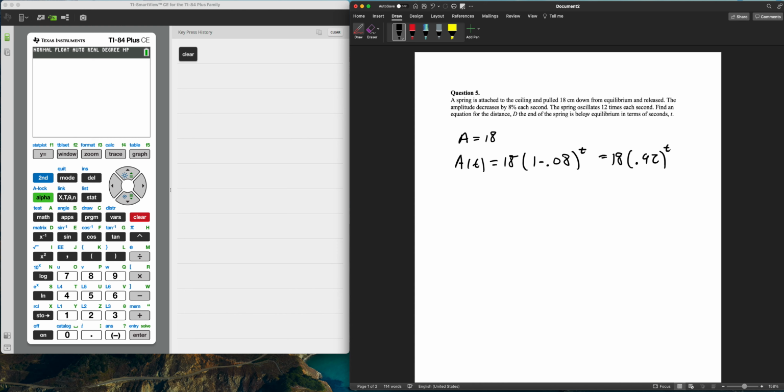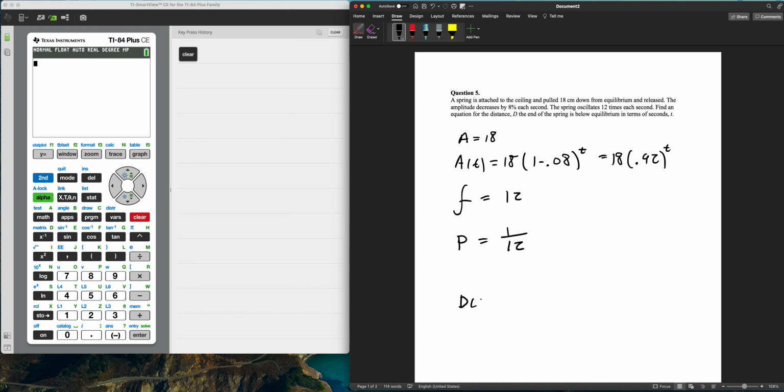Okay. Now we know it's going to oscillate 12 times each second. So there they give us the frequency. Usually the frequency is written f. F is 12. Period is usually 1 over the frequency. So the period is 1 over 12. And we're going to use all this information to write the equation d of t.